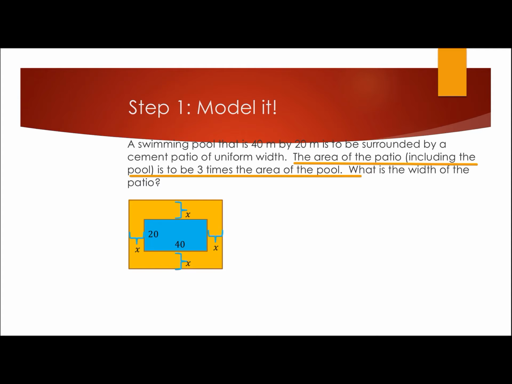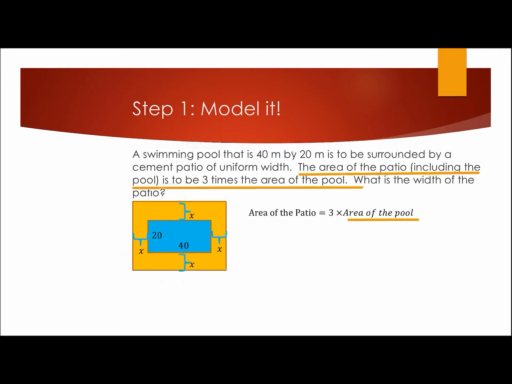The area of the patio, including the pool, is to be 3 times the area of the pool. Let's look at what that means. The area of the patio and pool is 3 times the area of the pool. What's the area of the pool? That's just 40 by 20. Length times width.